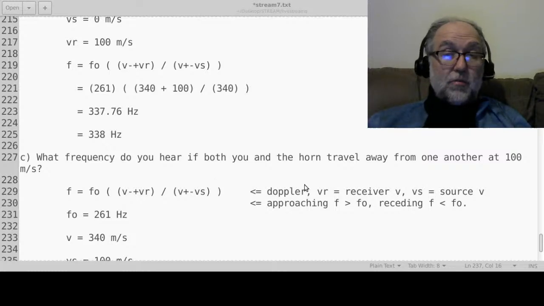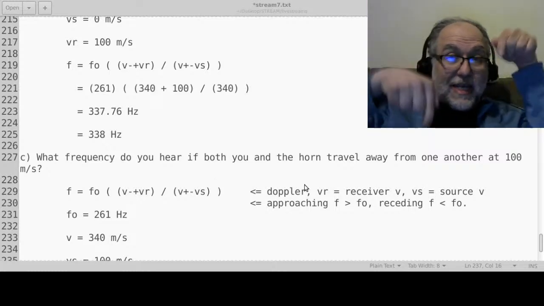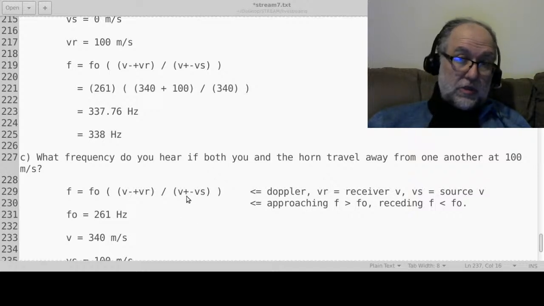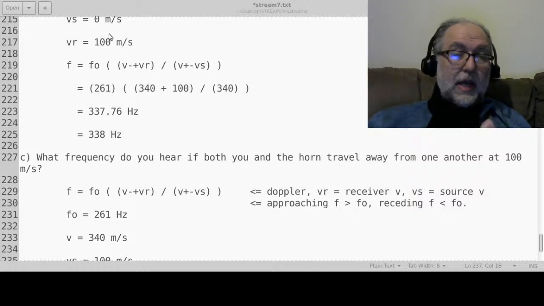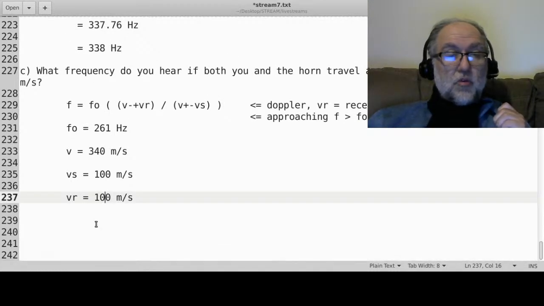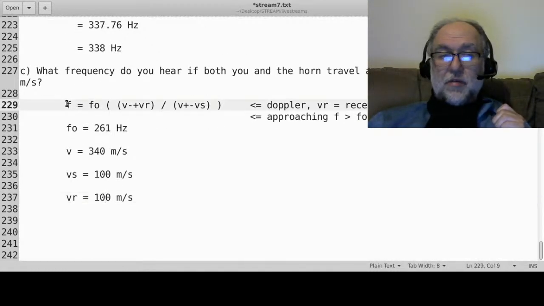If you're both traveling away from one another, both of them want to decrease the frequency. Okay, so this time to decrease it in the numerator, you're going to choose a minus, and to decrease it in the denominator, you're going to choose a plus. Okay, and just try it on your calculator and you'll see what happens. But they're both traveling at 100 meters per second, but they're traveling away.